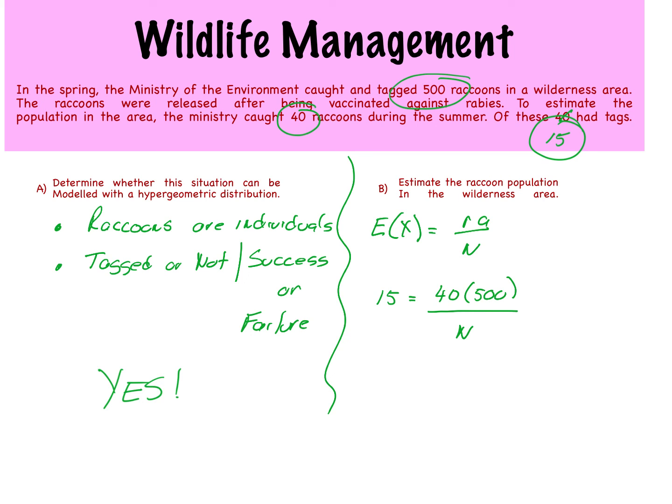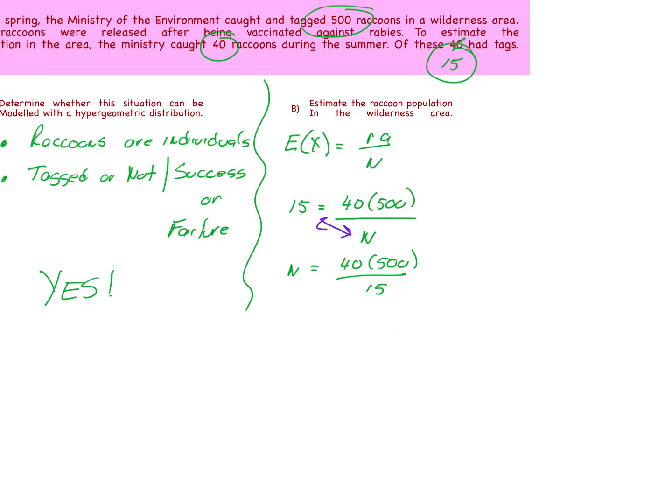So now some quick math. We can actually exchange these two values. So we put N over here, and then it's 40 times 500 divided by 15. And then N, the number of the population approximately, will turn out to be 133,333, repeating. So approximately 1334.